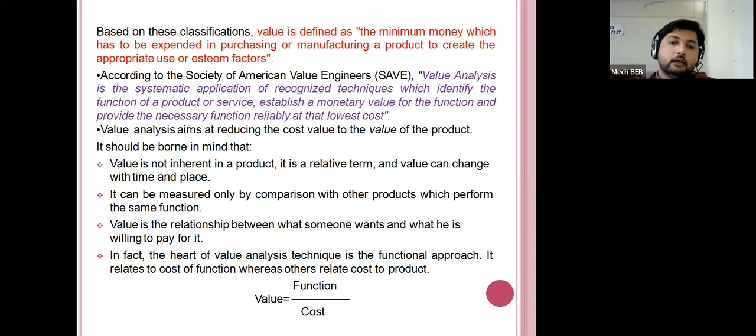Okay, in fact, the heart of the value analysis technique is the function approach. It relates to the cost of a function, whereas others relate to the cost of the product. Okay, so here the value can be interpreted as the function divided by cost. Value is interpreted as function divided by cost.